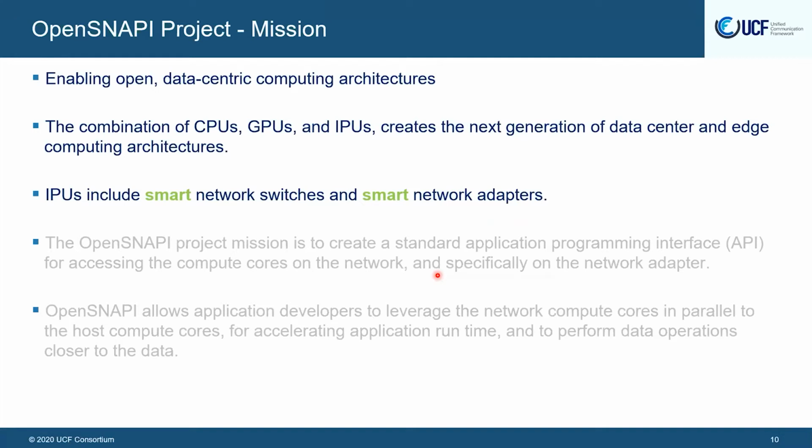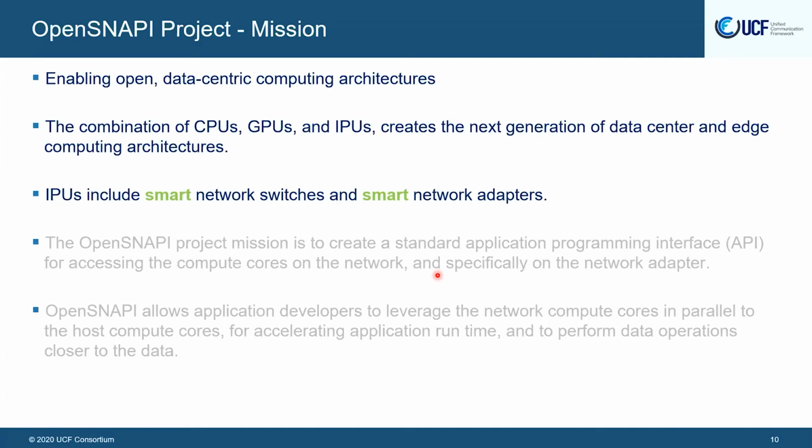So let's start with the mission for OpenSNAPI. It all starts with the data-centric computing architecture, and Gilad talked about the new paradigm of using CPUs and GPUs and DPUs or IPUs, there are multiple names, to create the next generation data center. And when we talk about IPUs here or DPUs, I'd like to extend a bit the definition. Gilad talked about DPUs, which are a smart network adapter. An IPU basically is a smart network device. From my point of view, I don't care if the smartness goes into a network adapter or a switch. You could have multiple options for smart network devices.